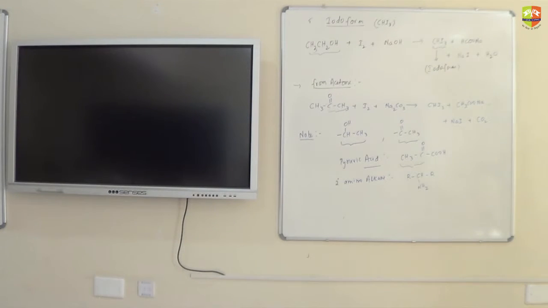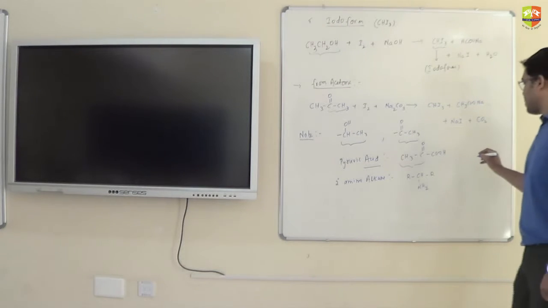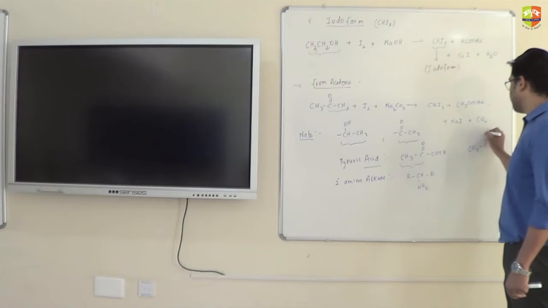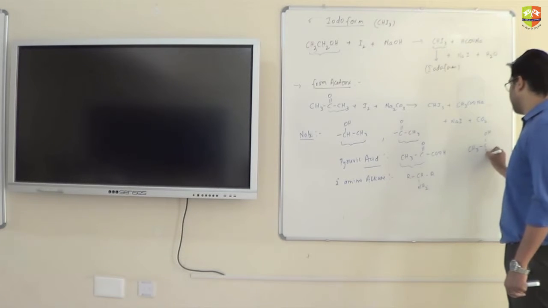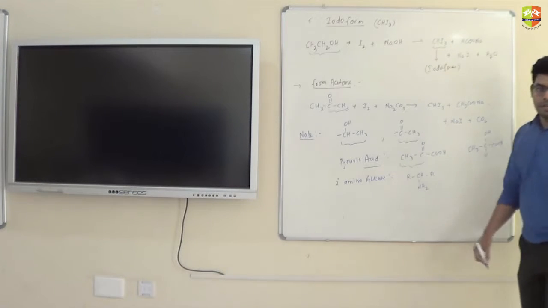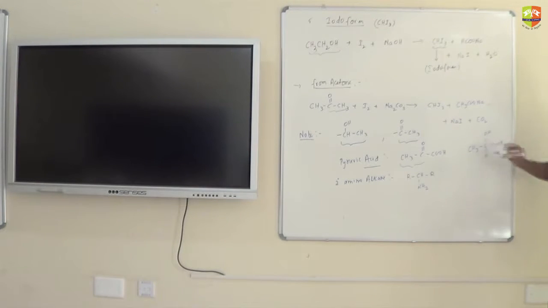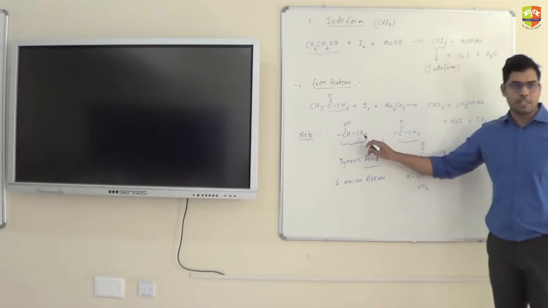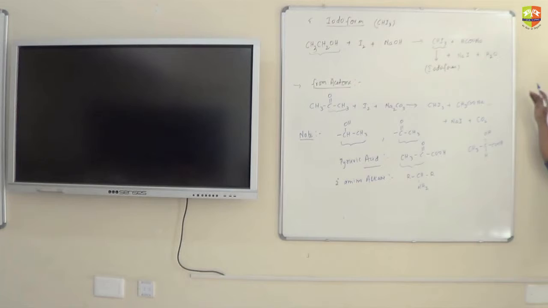Okay? Do you know the formula of lactic acid? What is the formula of lactic acid? Lactic acid is this: CH3CH(OH)COOH. Okay? So you see the CHOH-CH3 group is present. Lactic acid also shows a positive haloform test.